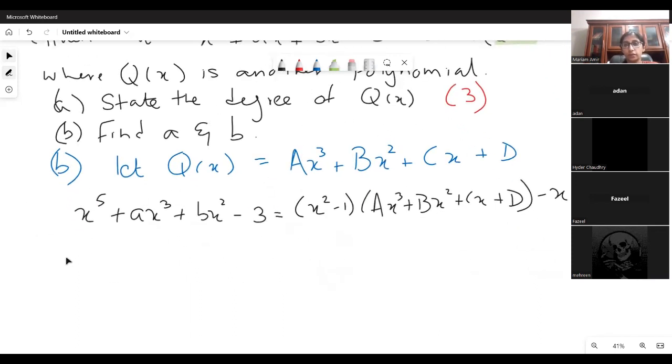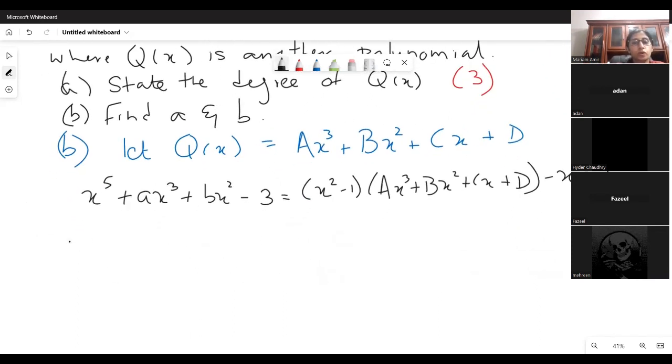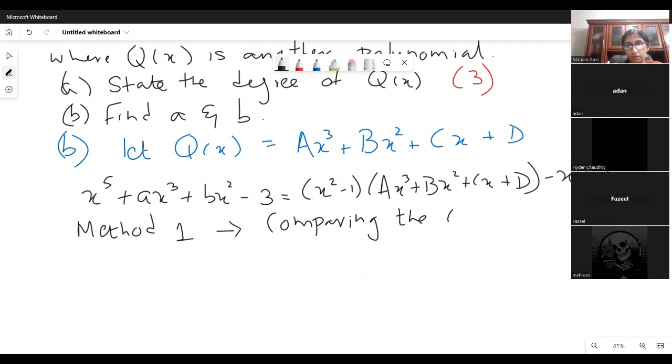So let's start with method 1, which was comparing the coefficients. I think this would be very lengthy if we expand that. Let's try it, but it would take a lot of time.